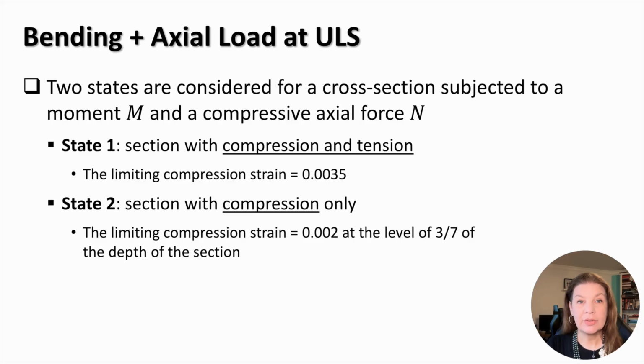State 1 represents the section under compression and tension, where the limiting compression strain equals the ultimate value of 0.0035. State 2 represents the section under compression only, and in this case the limiting compression strain is 0.002 at the level of 3/7 of the section depth.